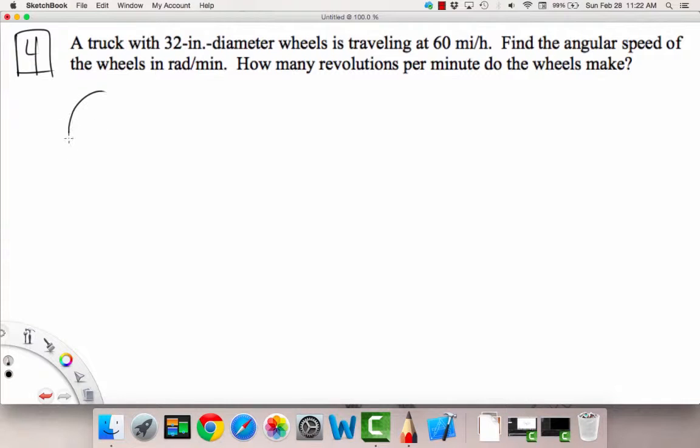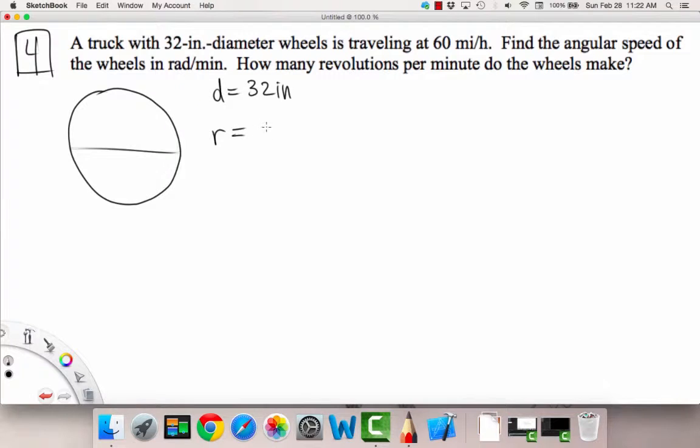So let's write down the information that we do have. Let's say this is one of the wheels, right? And we know the diameter. So D is equal to 32 inches, which means half of that, which gives us our radius, is equal to 16 inches. Okay, so here's our R, 16 inches.